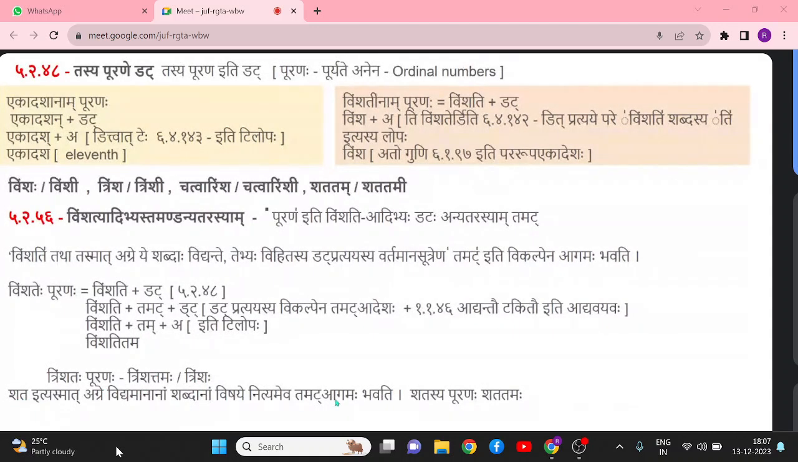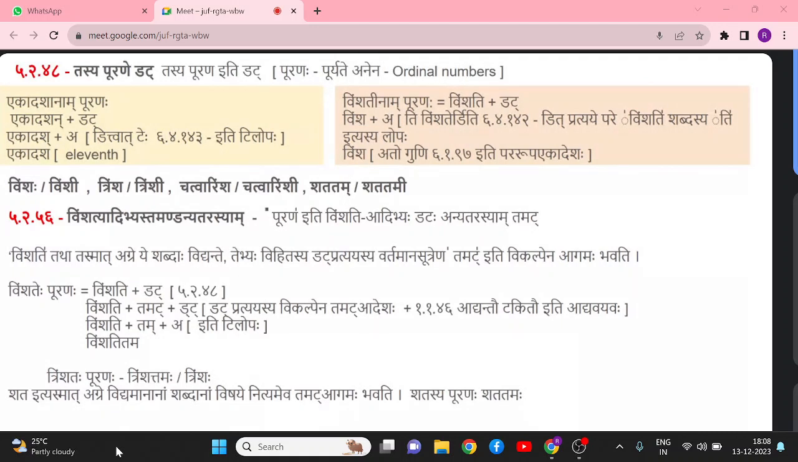Whereas shata, here it becomes tamatagamaha nityam. It is compulsory. So shatasya puranaha shatatamaha. For 100 it is shatatamaha. So 20th day it will be dvavimshatata puranaha, that is dvavimshatat, dvavimshatamaha or dvavimshaha. Both are okay. So when you have to say on the 22nd day, dvavimshe dine is also fine. Dvavimshatame dine is also fine.